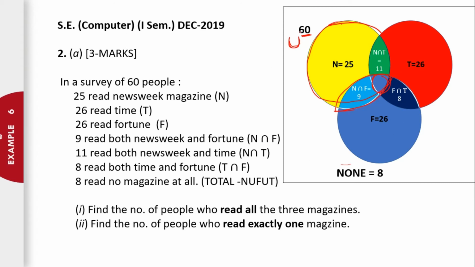So your universal set will have 60 count, and this is the data given here. And 8 read no magazine at all. So this portion is not given. The next thing we have to do is find the number of people who read all the 3 magazines and find the number of people who read exactly 1 magazine.